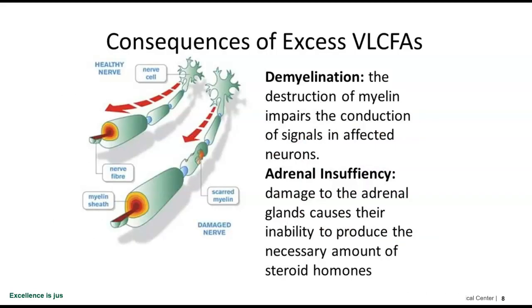What happens if we're not breaking it down? Well, too many long-chain fatty acids result in demyelination. And myelin, as we recall, is kind of that coating, just like an electrical cord, around neurons to make them transport signals efficiently. Adrenal insufficiency results from damage to the adrenal glands caused by the inability to produce the amount of steroid hormones. So this elevation of very long-chain fatty acids also causes adrenal insufficiency.